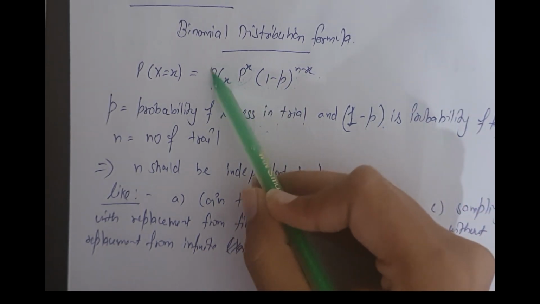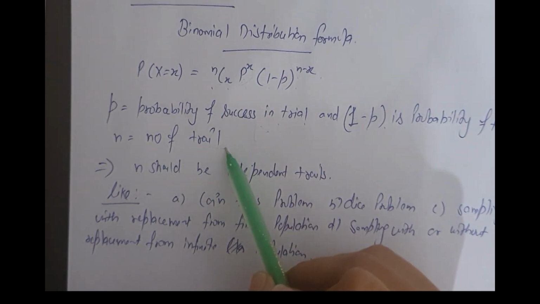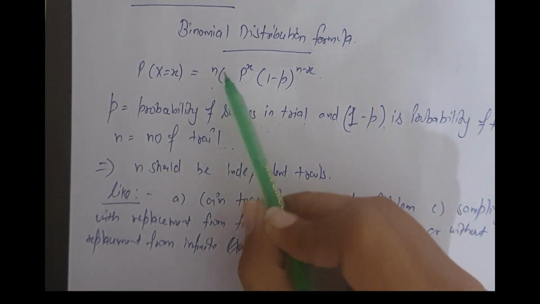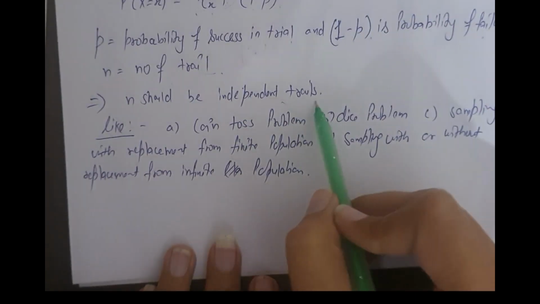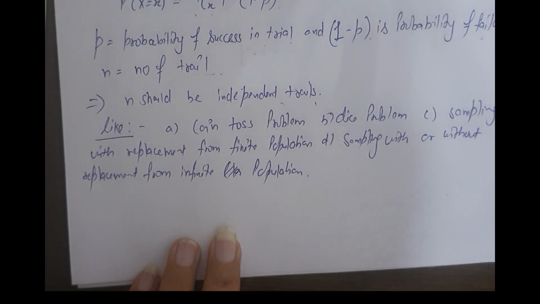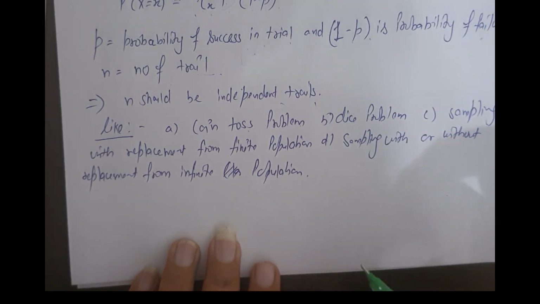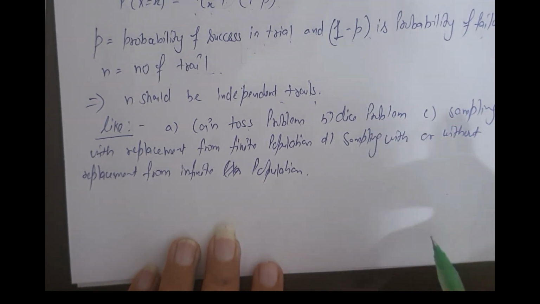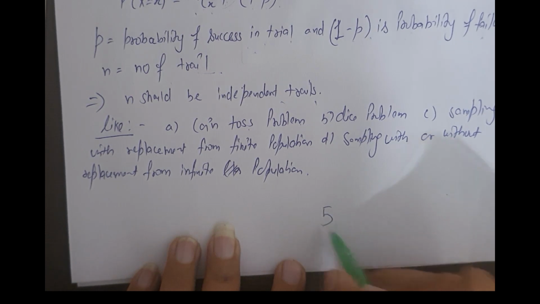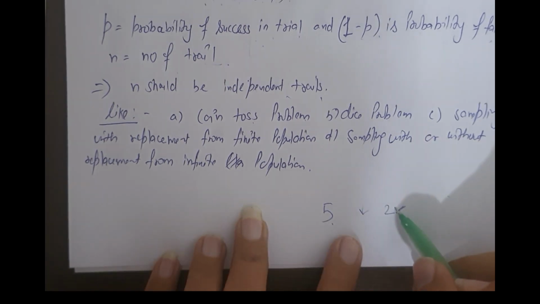Now what is n here? n is the number of trials. The total number of trials is n, and the trials should be independent. The number of trials should be independent, they should not depend on each other, like the coin toss problem. That is, each time we toss the coin, it is independent of the others. Like we have tossed the coin 5 times. As we toss the coin the second time, its result will not depend on the result that we got on the first time on tossing the coin.